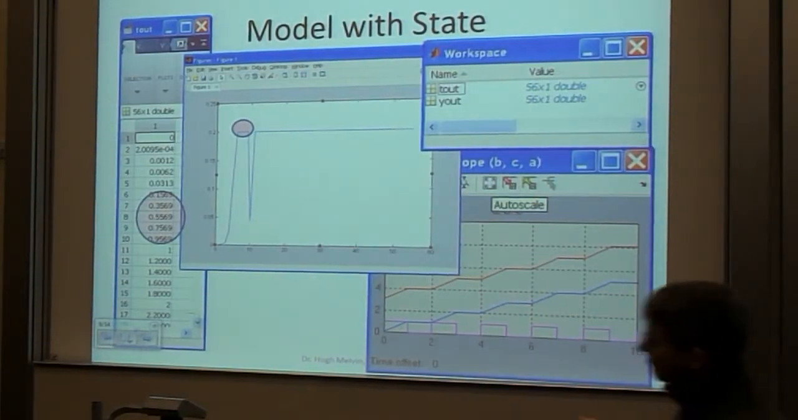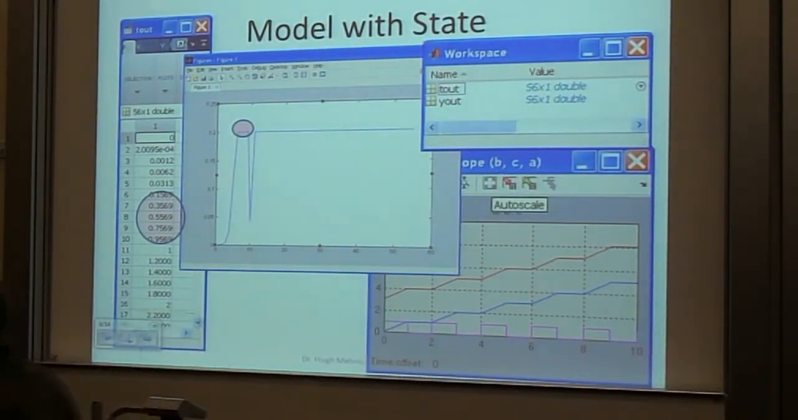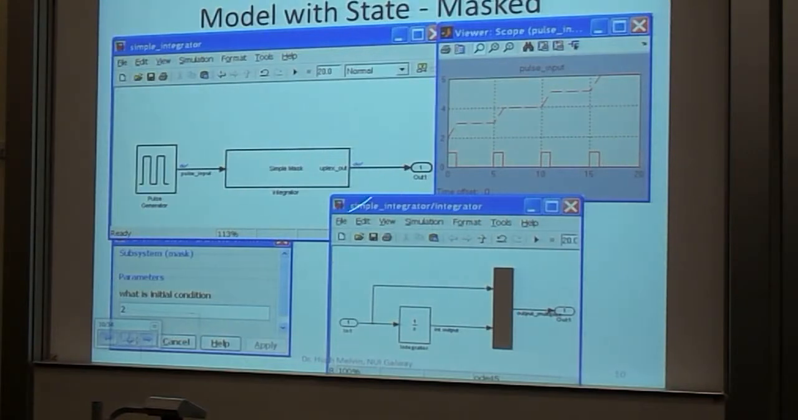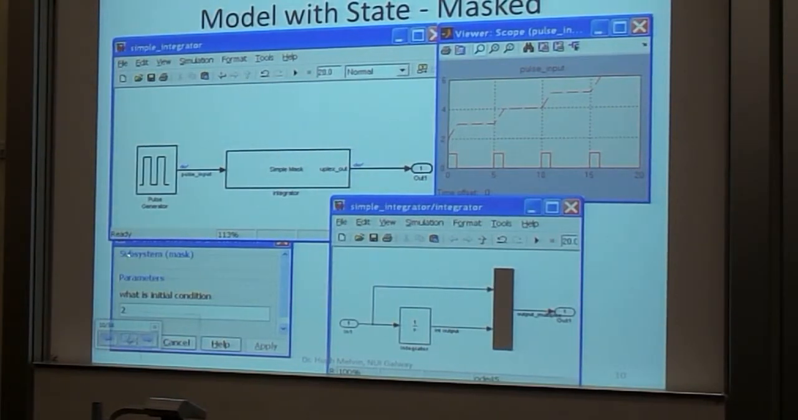Okay, so last week we looked at, and your assignment for this week is, taking a model and creating subsystems and then creating masks. And as you know, one thing about a mask is it allows you to set parameters, like the initial condition for an integrator. So when you click on this mask, this is what you get here. And of course, when you click on this, it brings up this dialog box. What is the initial condition?